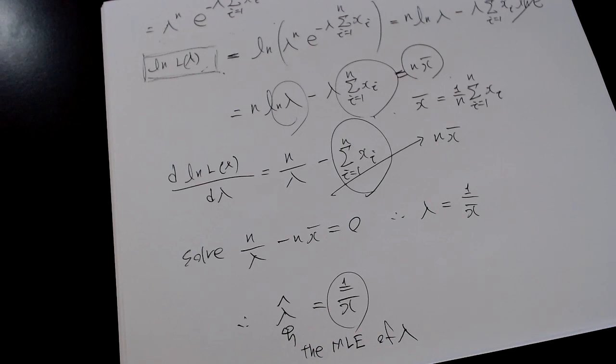In the next video, we'll see another example. We're going to find the MLE of mu and sigma squared in the normal distribution. A lot of computations are involved, so I'll stop here, and we'll see that example next time.